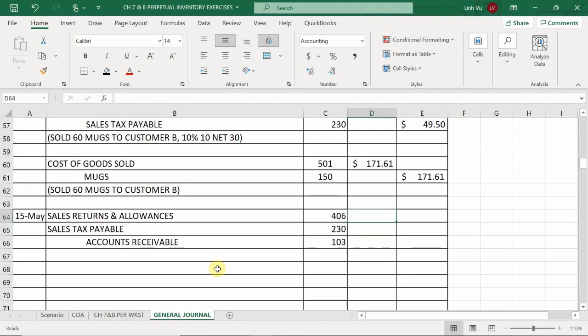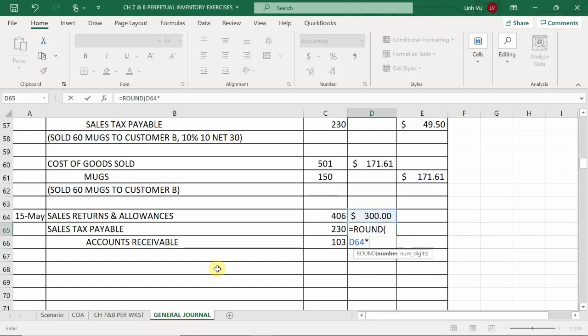So, how much are we going to be refunding customer B? In this case, they returned 30 mugs and they're getting a full refund. 300, right? We charged them $10 per mug, so they're going to be getting $300 back. How much tax are they going to be refunded for? $24.75.